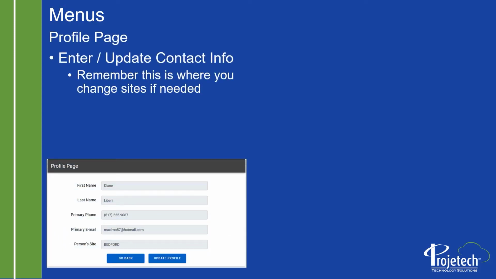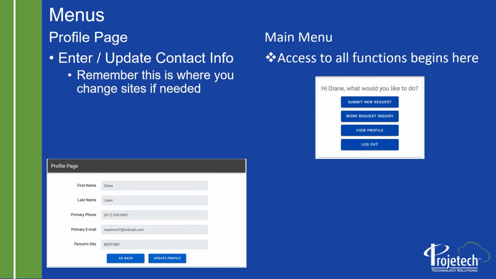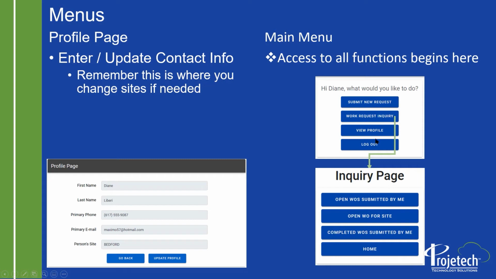First, the profile page, where the user is initially set up, and they can review and modify their profile, most commonly to alter the site in a multi-site environment. The main menu provides access to this function and others, and the inquiry page provides access to several predefined queries, and we'll see those in the actual demonstration.